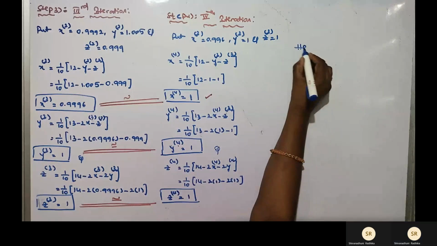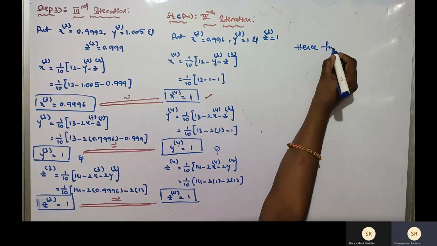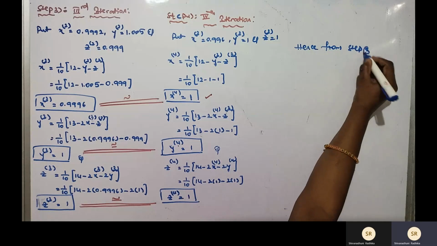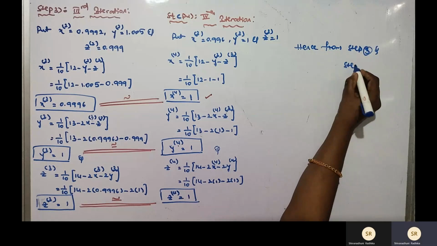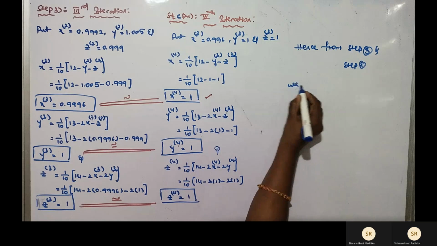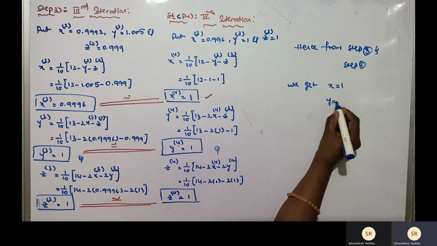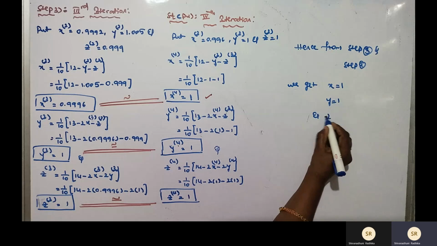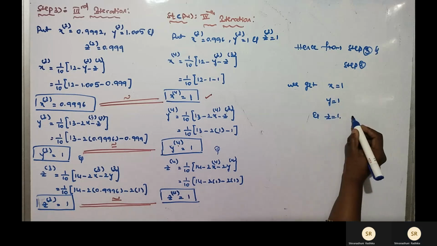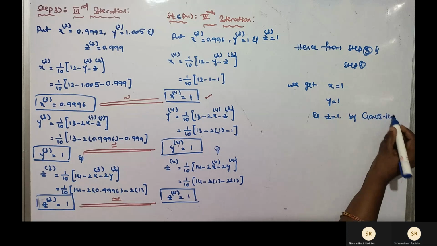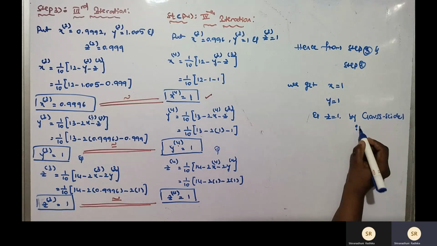Okay, now hence, from step 3 and step 4, we get x equals 1, y equals 1, and z equals 1 by the Gauss-Seidel iteration.